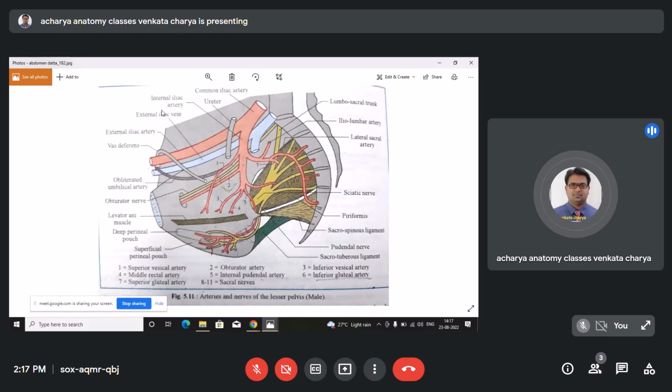Iliac trunk branch is also a 4 marks question. Superior mesenteric also a 4 marks question. Abdominal aorta and its branches is a 10 marks question. Abdominal aorta and its branches, 10 marks. Are you getting?